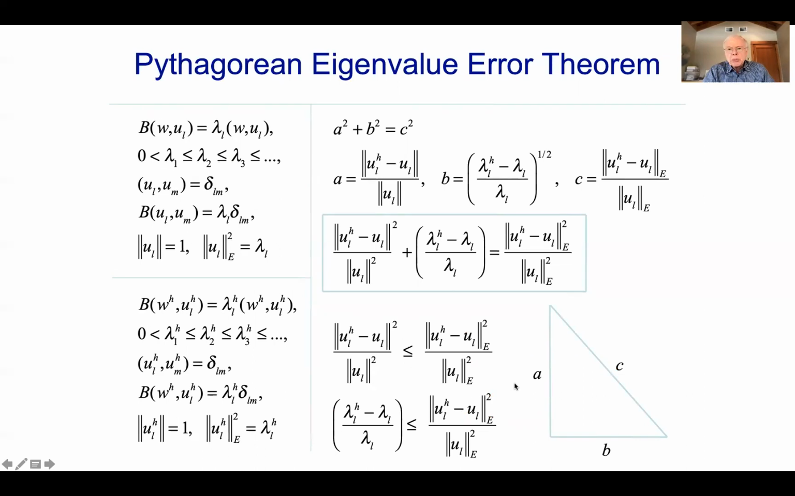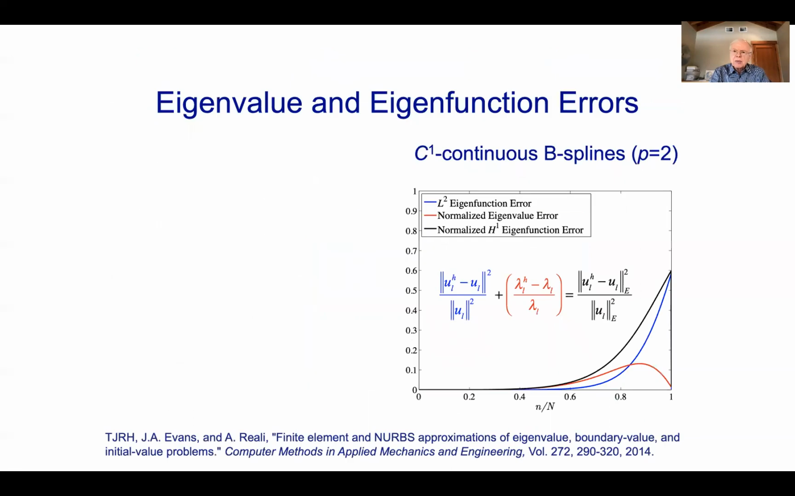Now, another picture can be created by a budget of these errors, an identity that relates the eigenvalue error, the square of the L2 modal error, and the square of the energy modal error. And this is what I refer to as the Pythagorean eigenvalue error theorem. And this is exact for every mode in the mesh, not asymptotic, it's exact.